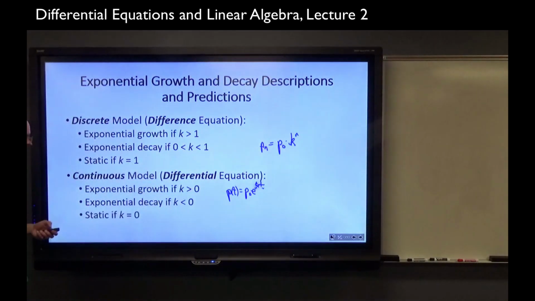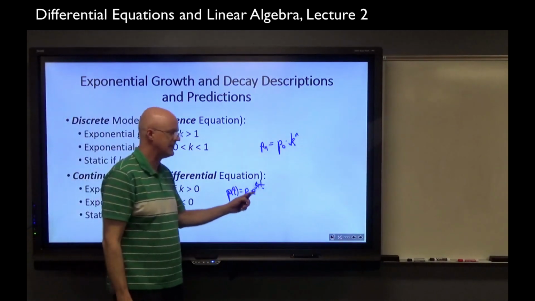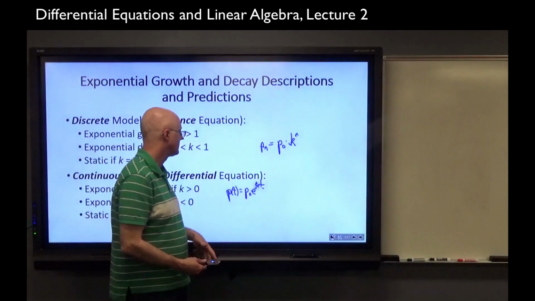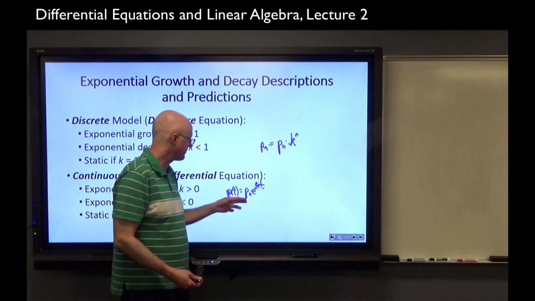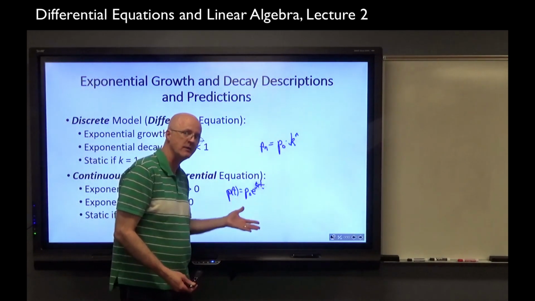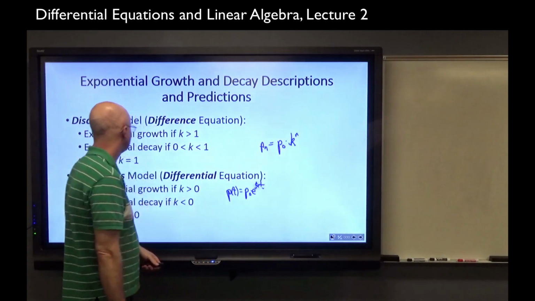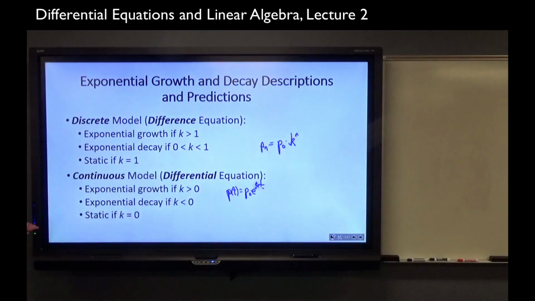And it's static if k is 0. If k is 0 here, you have e to the 0, which is 1 for all t. P of t equals P0 in that case, times 1, just P0. So it's similar but different. So make sure you're remembering this kind of distinction between the discrete and continuous model.